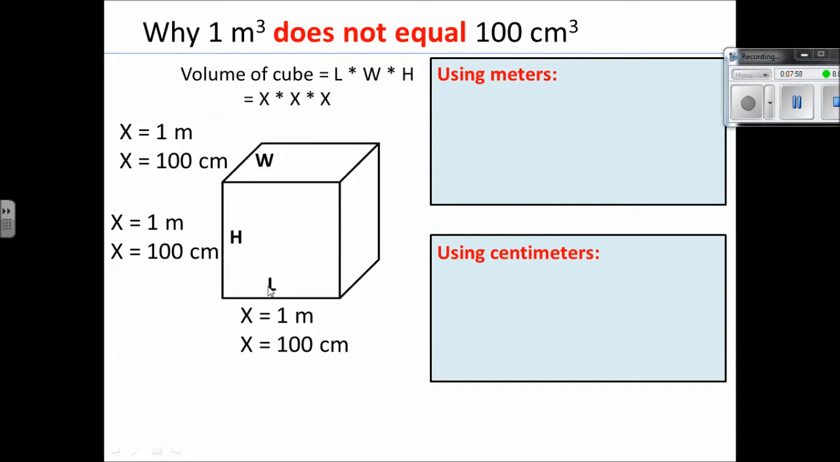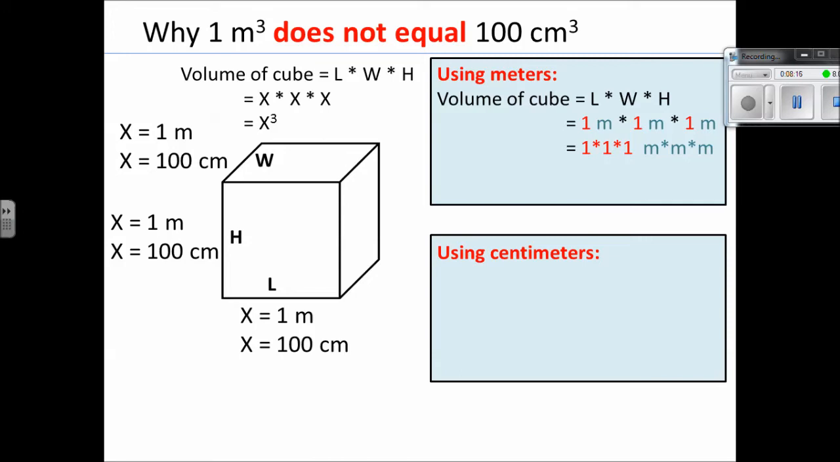And if we call all these x, because they're all equal to each other, we get this equation that x times x times x, also known as x cubed. So let's go through and solve for this in meters. Volume of cube is length times width times height. Therefore, it's 1 meter times 1 meter times 1 meter. So 1 times 1 times 1, meter times meter times meter, and you find that the volume of this cube is 1 meter cubed. Absolutely. This cube is 1 meter in every direction, therefore it's just 1 meter cubed.